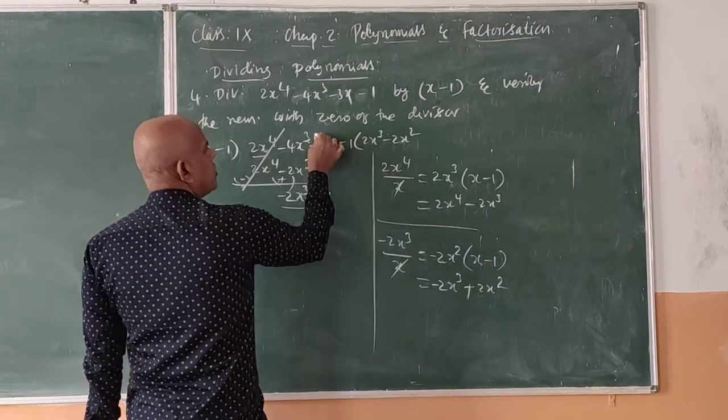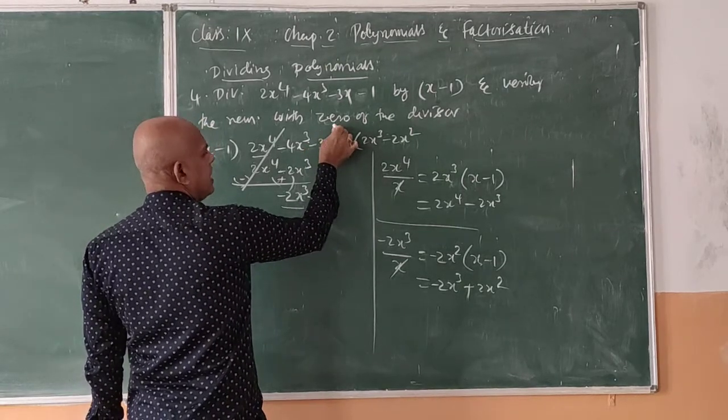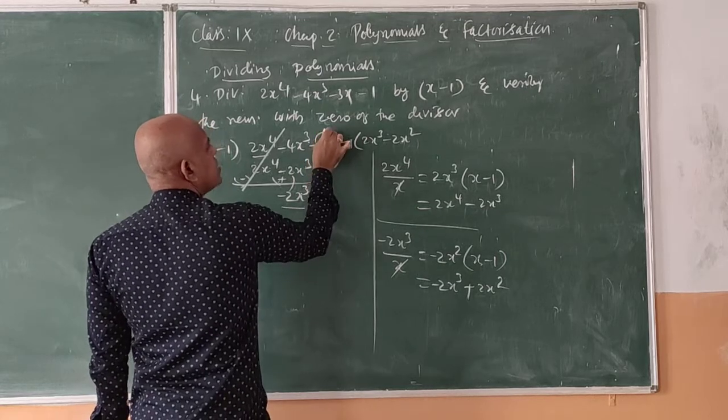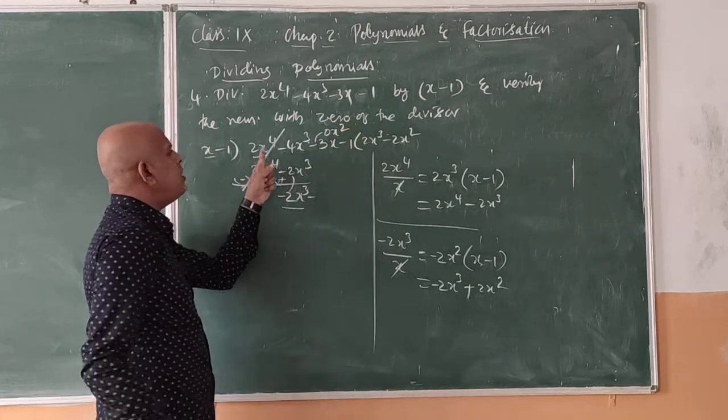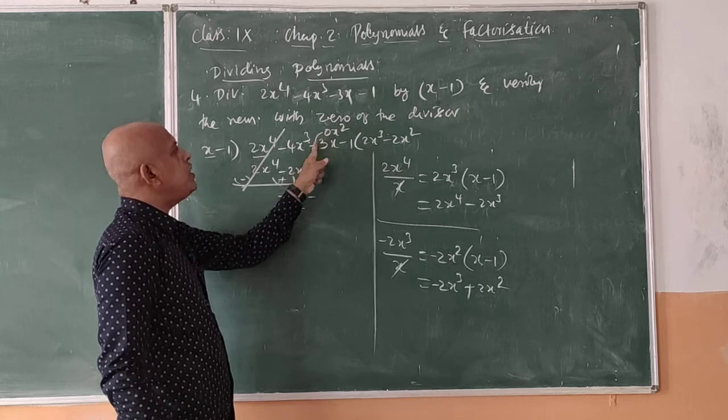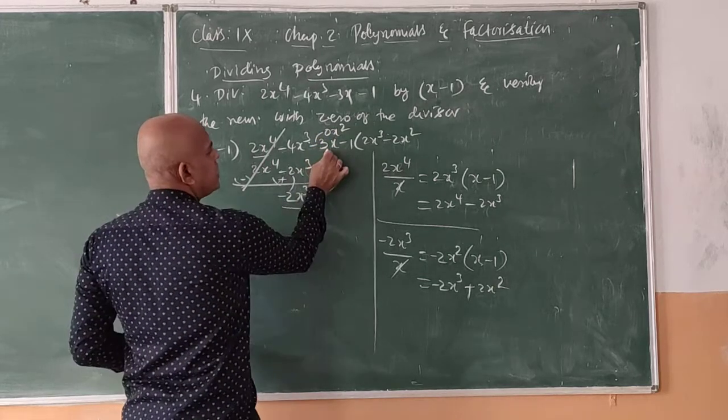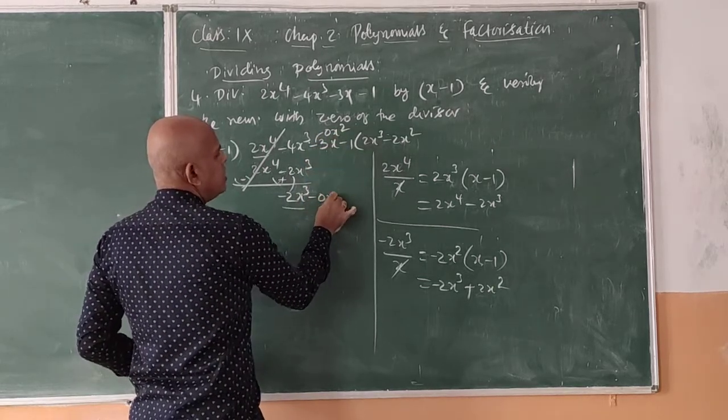So there is no x square term. If you want to write, you can write here 0x square. So here there is no x square term, then you can write 0x square. Actually x power 4, x cube, x square term. There is no x square term, so instead of 3x we are taking 0x square here.